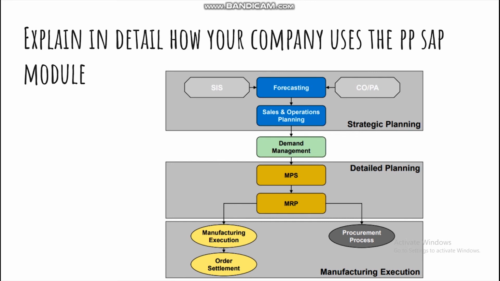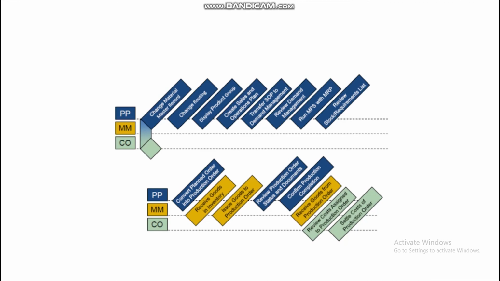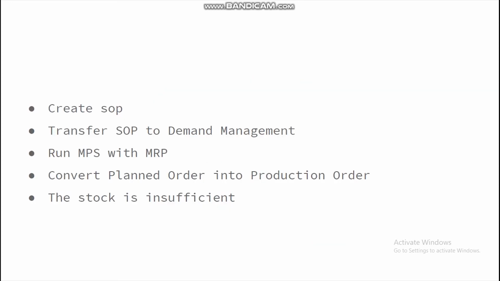So how my company uses the PP SAP module is basically the same as the PP SAP module process chart, like this. The first one is create SOP. In this process, I made plans for the production process in June and July, just like the case study. After that, transfer SOP to demand management.